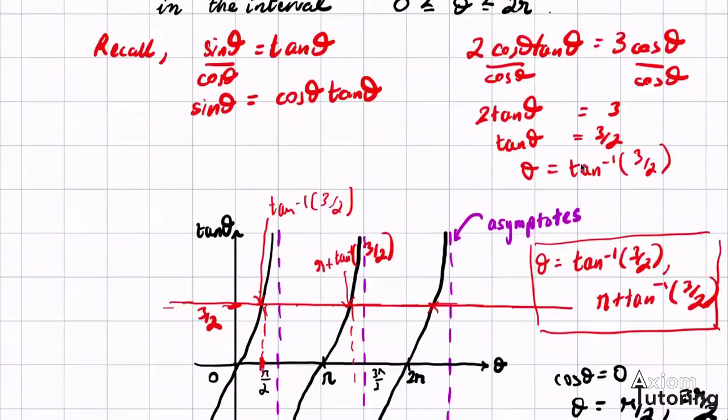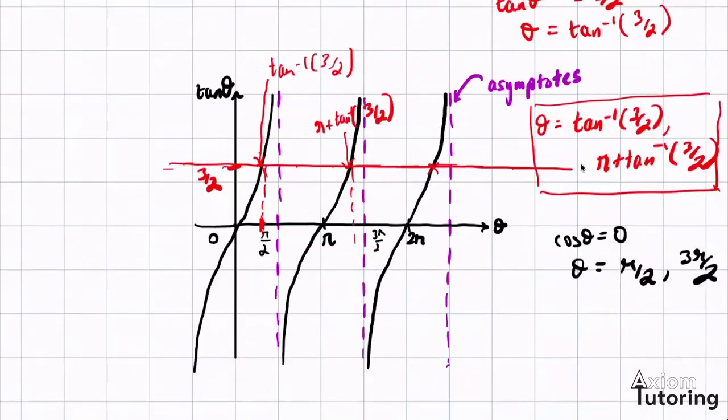So in fact, cos theta equals 0 is not part of our solution. So we haven't lost any solutions as we've worked this out.